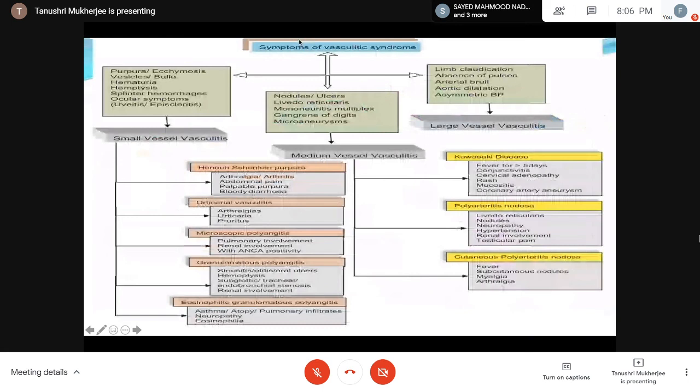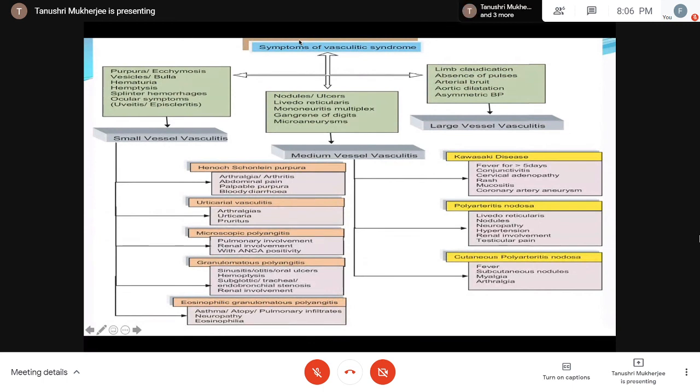There are various clinical manifestations which can be seen as symptoms of the vasculitis syndromes. Large vessel vasculitis can present as limb claudication, absence of pulses, aortic dilatation, asymmetric BP. Kawasaki's disease has fever, conjunctivitis, cervical adenopathy. Polyarteritis nodosa can present with hypertension, testicular pain, depending upon the vessel involvement. Cutaneous polyarteritis nodosa presents with fever, subcutaneous nodules, myalgia, arthralgia.